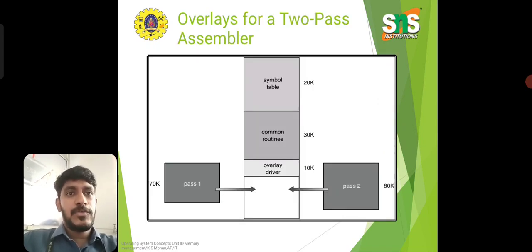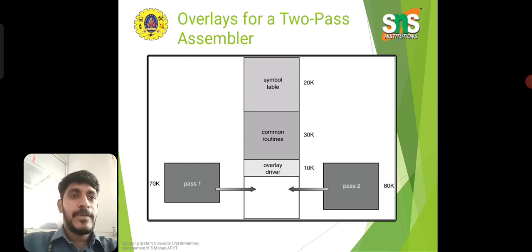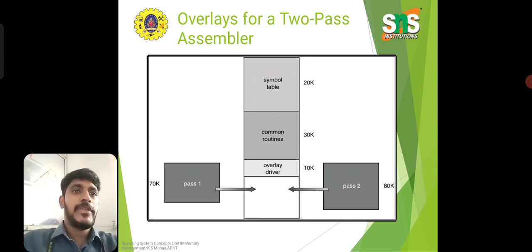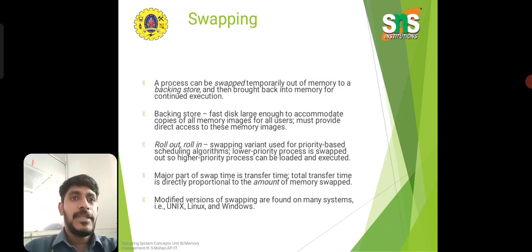The overlays for a two-pass assembler: pass 1 and pass 2, a symbol table, common routines, and an overlay driver. So pass 1 and pass 2 take 70,000 and 80,000 bytes. We also have the symbol table, common routines, and overlay driver. These are the overlays of a two-pass assembler, and you can see the schematic diagram of overlays for a two-pass assembler. Then swapping.